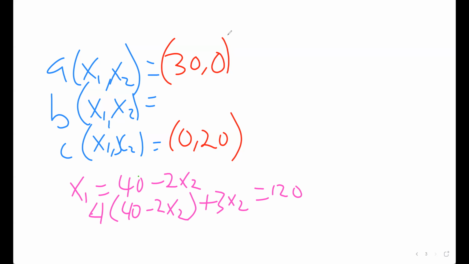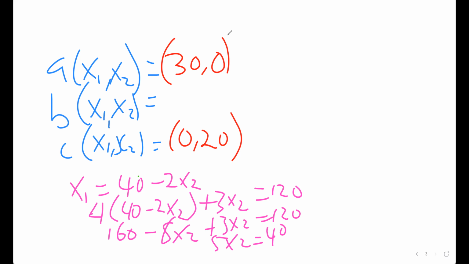So you can check. On the basis of this, if you multiply this and get 160 here, and then you get 8x2 there, plus 3x2, and you get 120. If you group like terms, you're going to get 5x2 equal to 40, which means your x2 will be 8. So if you do this simultaneous equation, you're going to find x2 to be 8.